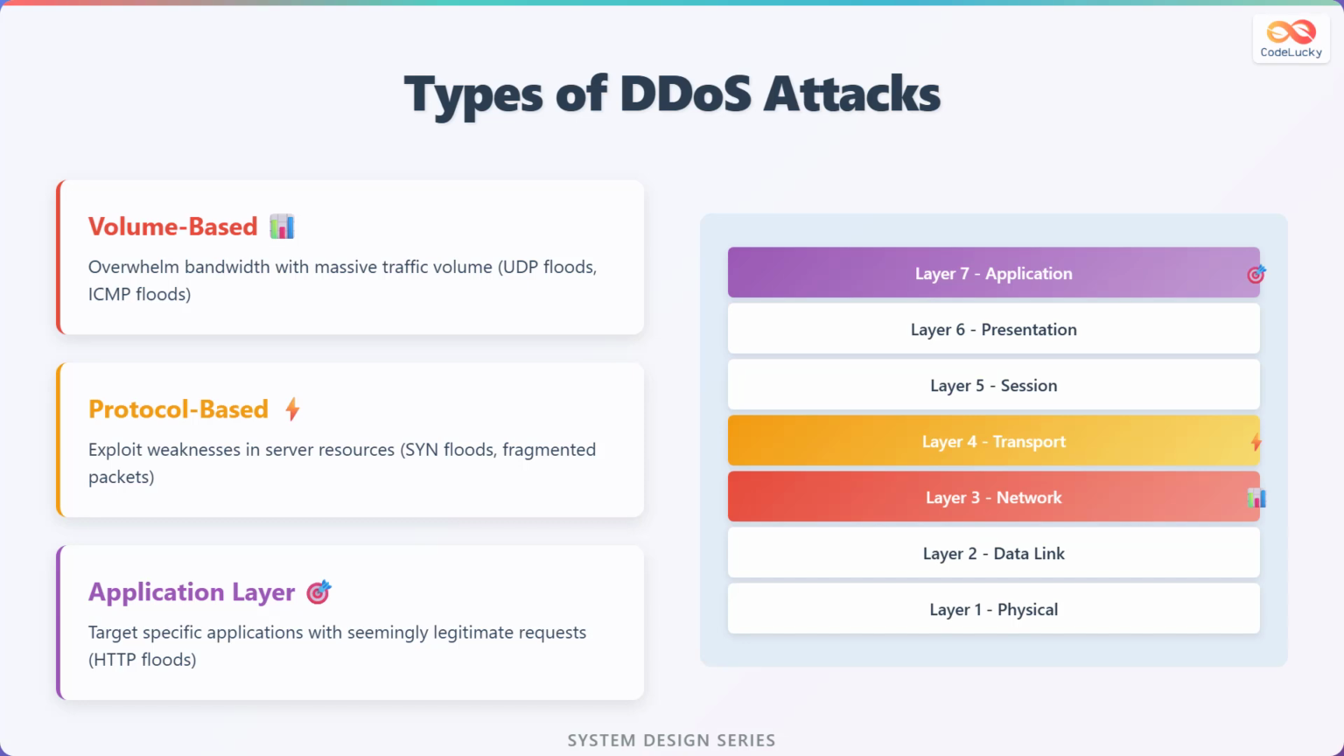It is important to understand these different types of attacks in order to implement appropriate protection measures. The Open Systems Interconnection, or OSI, model is also shown with the layers highlighted where these attacks are most common. Volume-based attacks mostly affect Layer 3, or the network layer. Protocol-based attacks mainly affect Layer 4, or the transport layer. Application layer attacks target Layer 7, or the application layer.